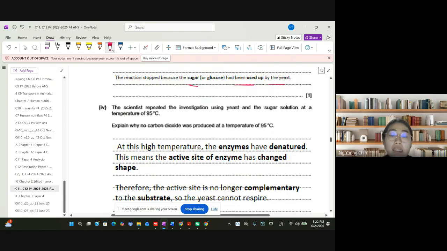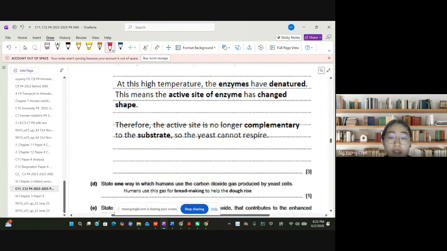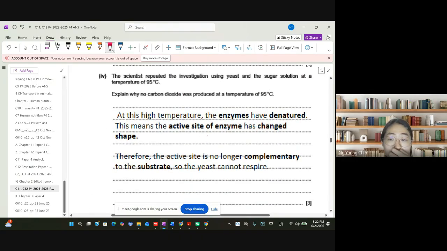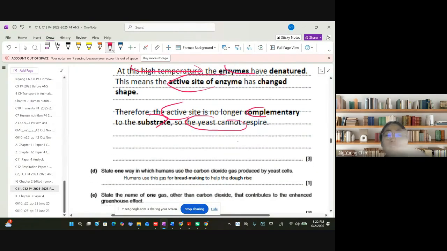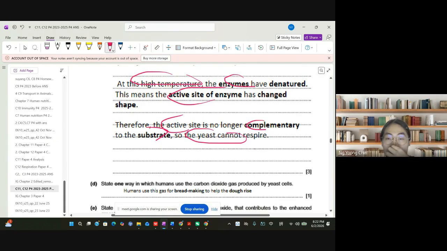Okay, and then this is a topic about enzymes. Explain why no carbon dioxide was produced at temperature 95°C. It's because when the temperature becomes too high, the enzyme is being denatured, changing the active site. So yeast cannot respire. And then write about what? Complementary to the substrate. So like this 3 marks, okay? You write about the complementary, you write about the active site.